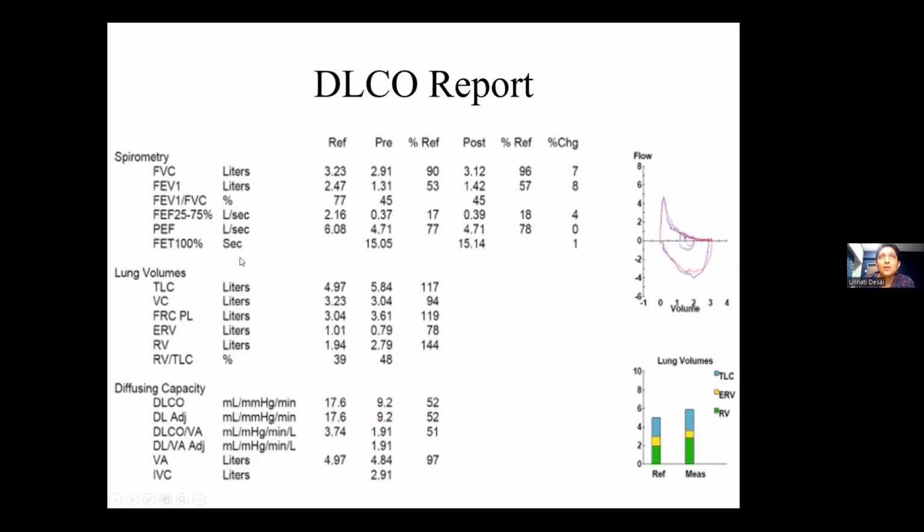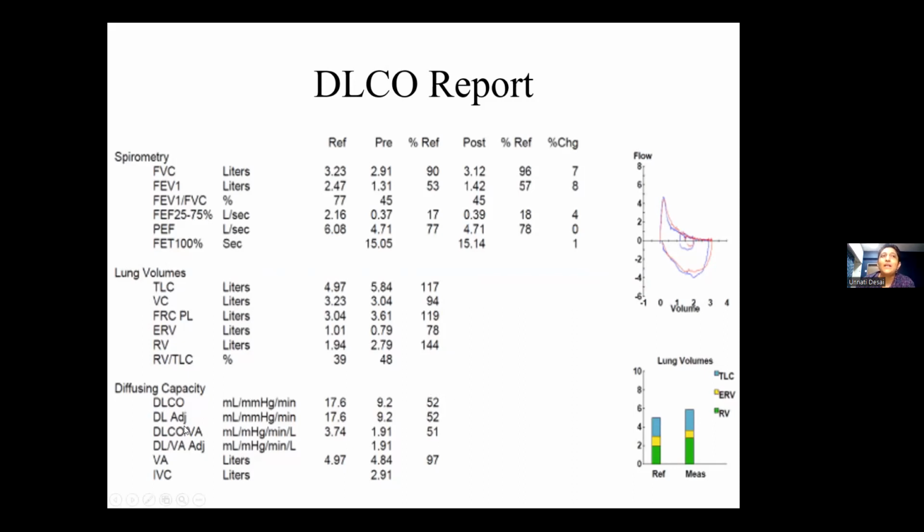This is how the DLCO report looks. You often have the spirometry values here. And as you see here, this patient has a normal FVC, 90% of the predicted. And you have the DLCO values down. If you see the DLCO value, it is 52% predicted.